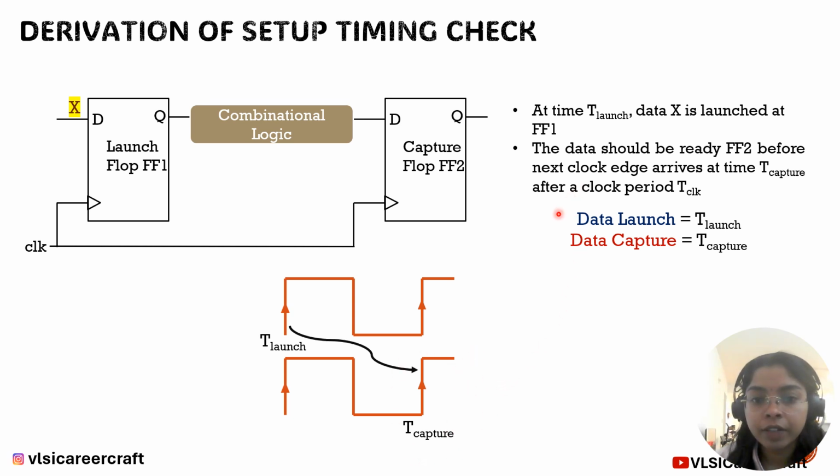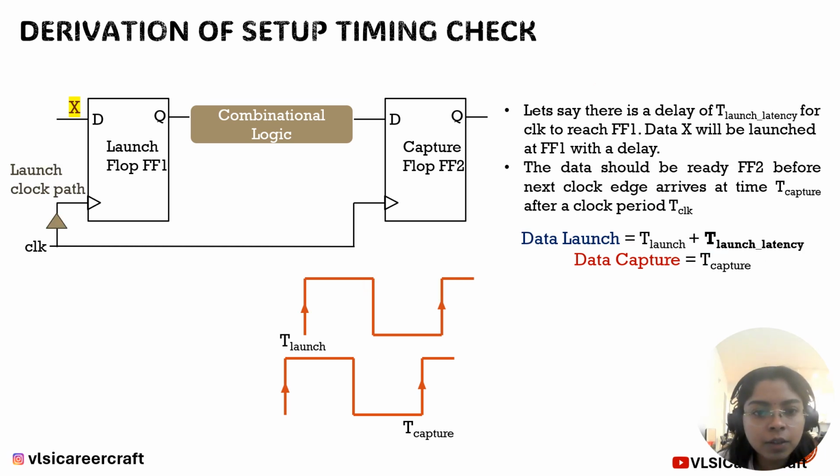So we initially have data launch and data capture times like this, and going forward we have so many delays which come into picture, and we'll see how these affect the data launch time or data capture time, what are the extra delays and all. Now let's say we have a buffer which contributes the delay of T launch latency, added in the launch clock path. So how does this affect the waveform? It contributes this delay of T launch latency. So the data launch time changes like this, T launch plus T launch latency.